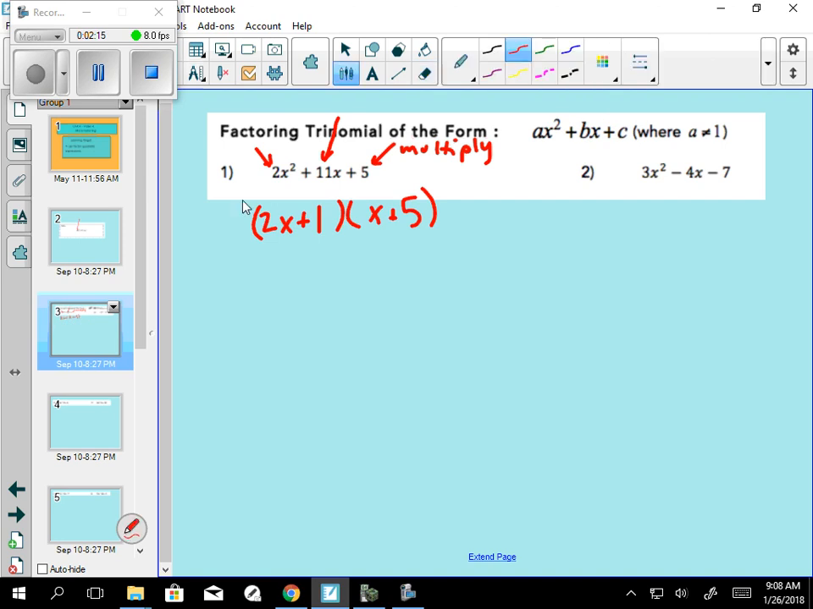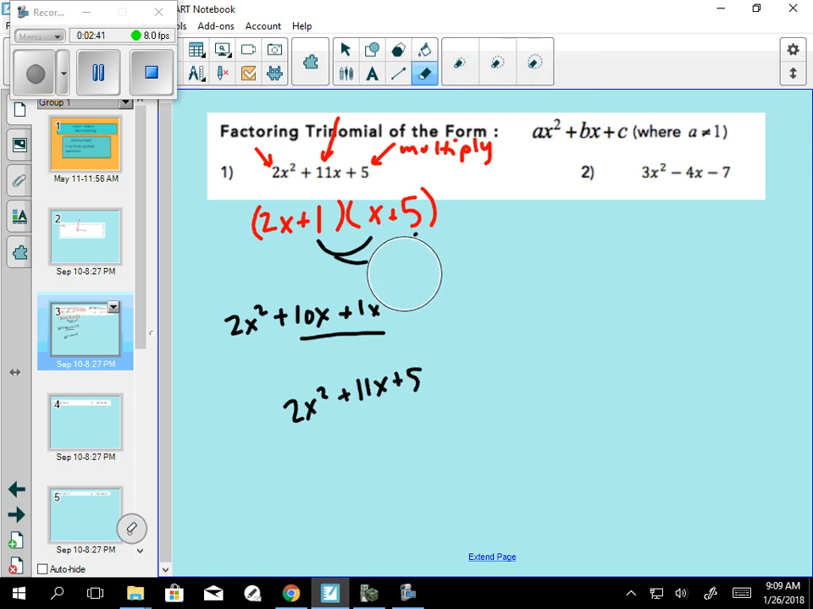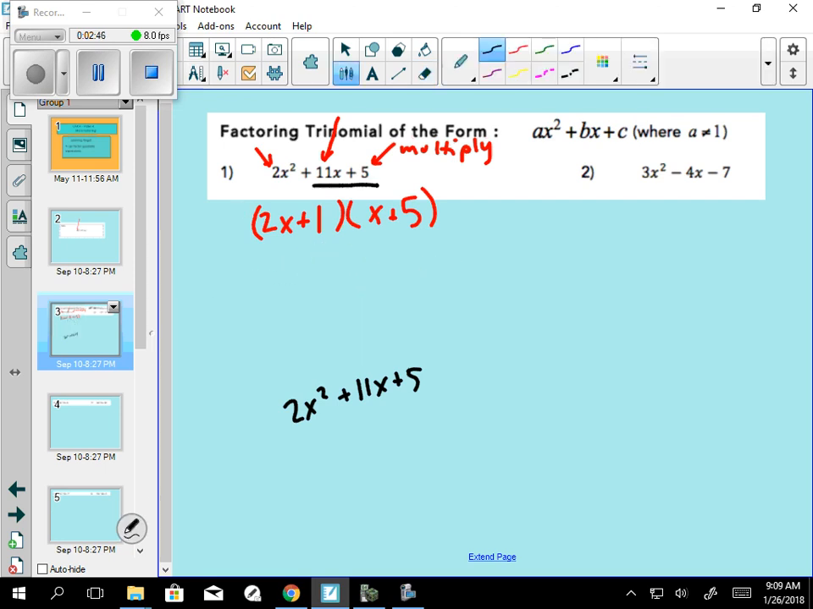So now if we multiply this back out, you can see that this will equal the original problem. Using the FOIL method, multiplying first, outside, inside, last, we'd get 2x squared multiplying the first terms. We would get plus 10x multiplying the outside, plus 1x multiplying the inside, plus 5 multiplying the last. These two add up to that 11x, and we get the same thing. So the factorization of this one would be 2x plus 1 times x plus 5. That would be the factored form of this one.